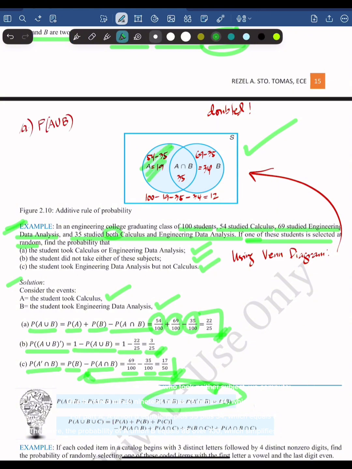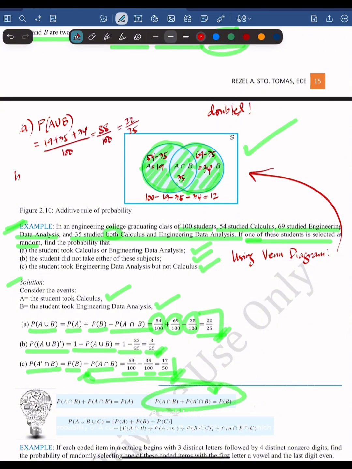For part A, A union B equals 19 plus 35 plus 34, which equals 88. Therefore, the probability of A union B equals 88 over 100, which simplifies to 22 over 25. For part B, the complement of A union B equals 1 minus 88 over 100, which equals 3 over 25. For part C, the probability of A complement intersect B equals 34 over 100, which simplifies to 17 over 50.